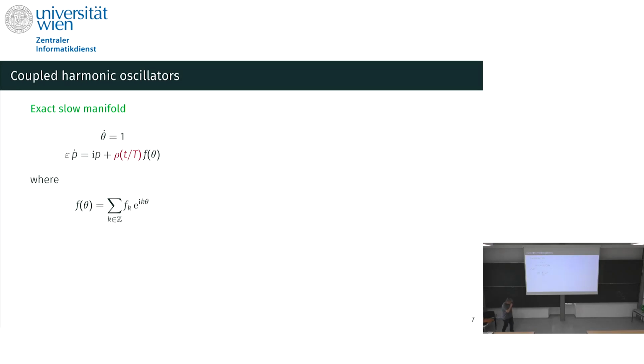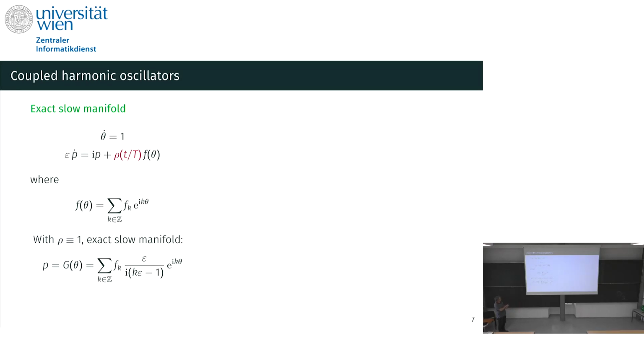Okay, and what is done in a simple example of a slow manifold, so there's no ramp function in that case. We just have the coupling function, so we write it in a Fourier series, and an exact slow manifold would be given by the following expression.